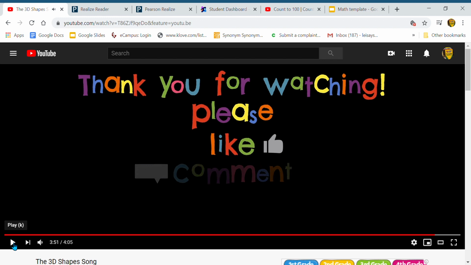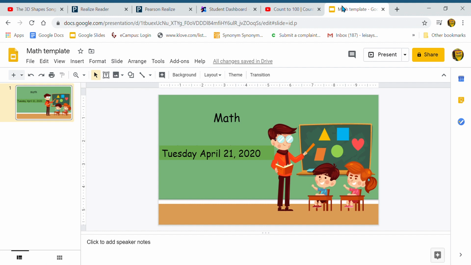Okay, that was a review of our 3D shapes. All right, good job in today's lesson. More comparing and learning about our shapes.